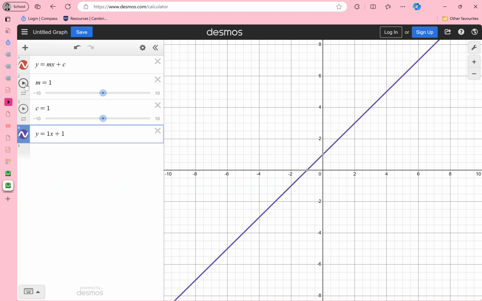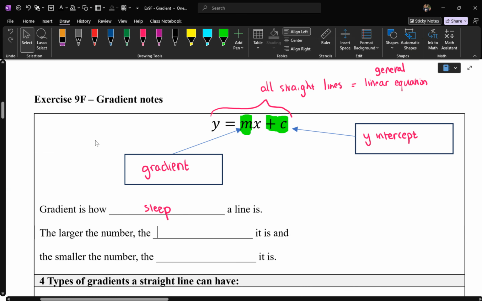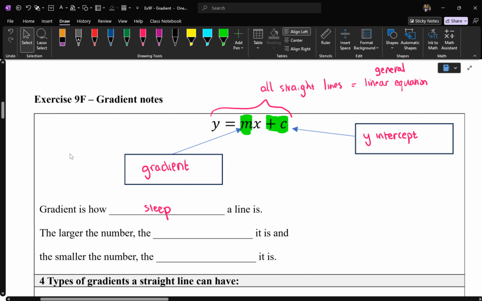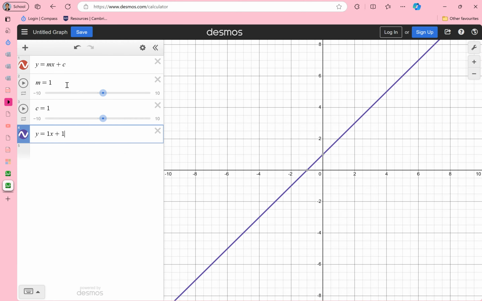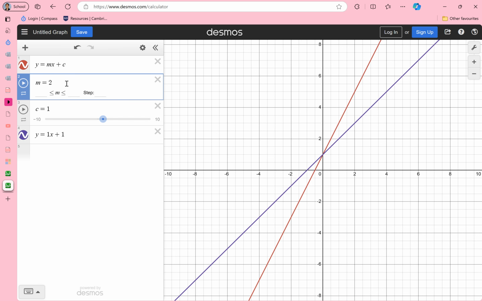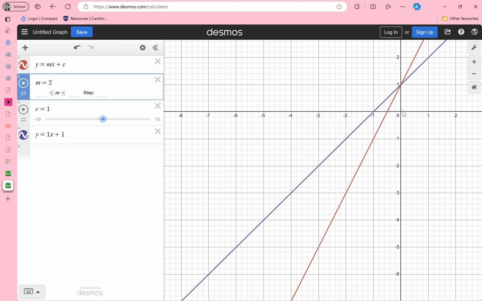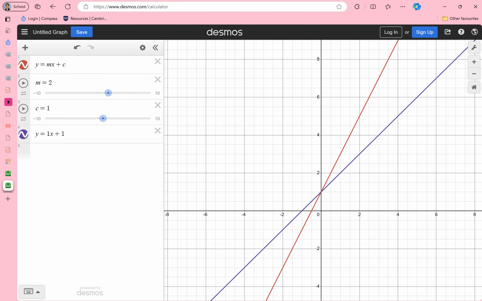Now watch what happens when I change m. We said m is the gradient. But what does the gradient mean? Well, the gradient dictates how steep a line can get. So watch what happens here. I'm going to increase the number. The larger the number, so if I increase m, let's say make m 2, you see how the line is now steeper, so it's going up much faster than the purple line. If I zoom out, you can see that it looks much steeper, doesn't it? It's steeper on both ends there.